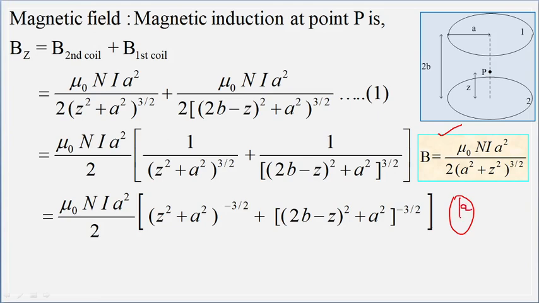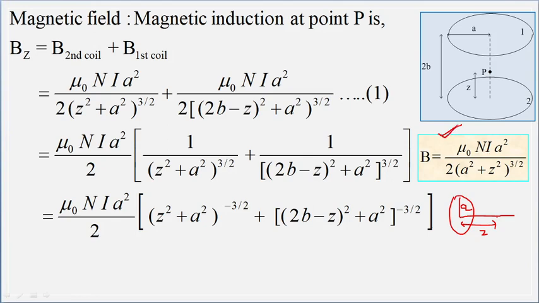And if you draw the perpendicular to the plane of this coil passing through the center, that is called the axis. At a distance Z from the center, the magnetic field is given as B equals mu naught N I A square divided by 2 (A square plus Z square) raised to 3 by 2. Remember that mu naught is permeability, N is the total number of turns, and I is the current through the coil. Now this is for a single coil.